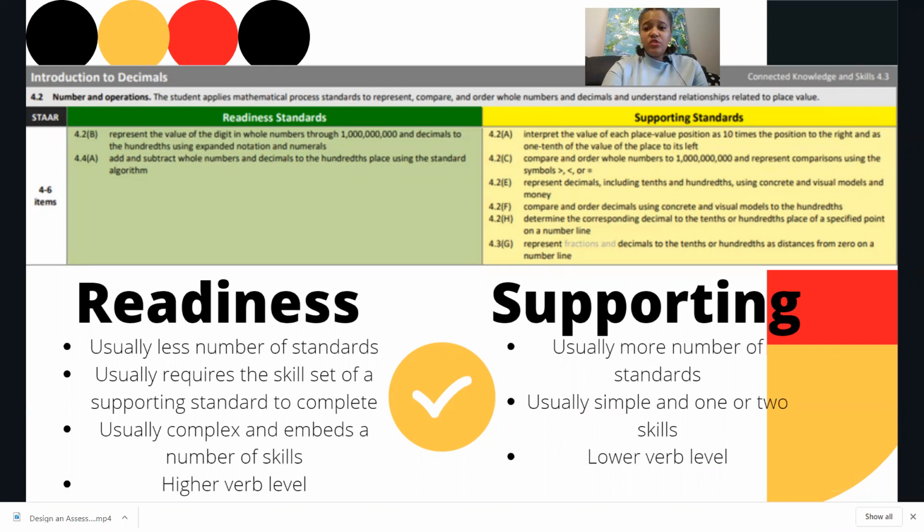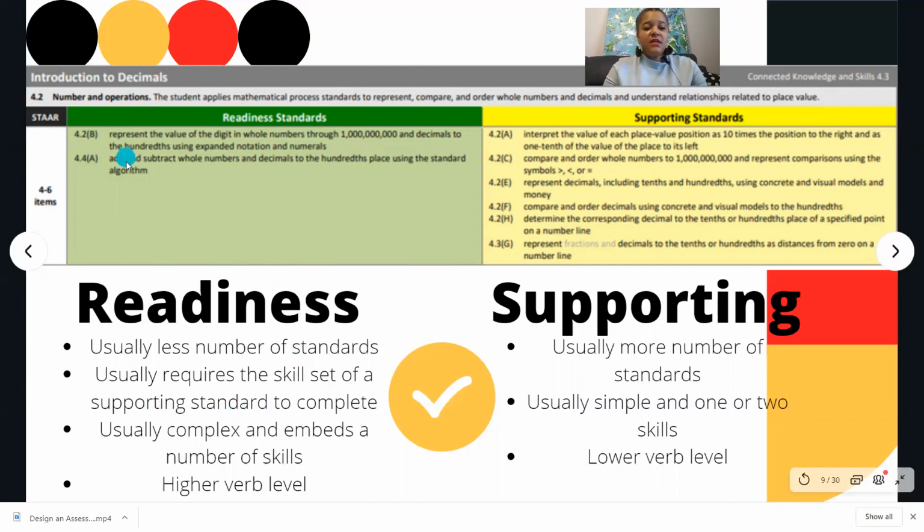So I brought this out so you can kind of see the difference. You have readiness standards and you have supporting. So out of all the standards that are given, you get to figure out if they're readiness or they're supporting. Readiness usually is a lower number of standards per the unit. This is the unit of number and operations. So out of here, all of these are the standards. The readiness tends to be a lower number of standards, and I'm going to explain why in a second. But they usually require the skill set of a supporting standard to complete, and that is why.